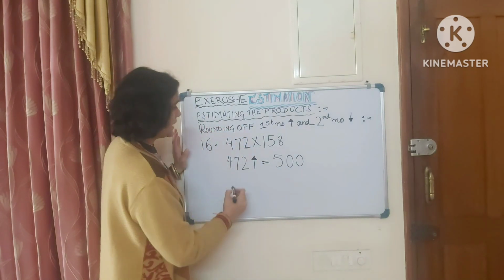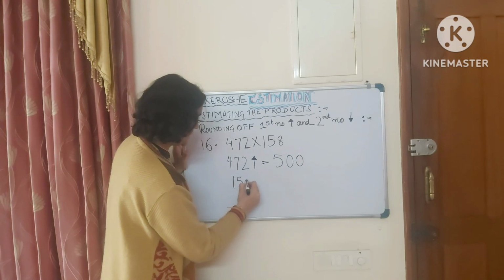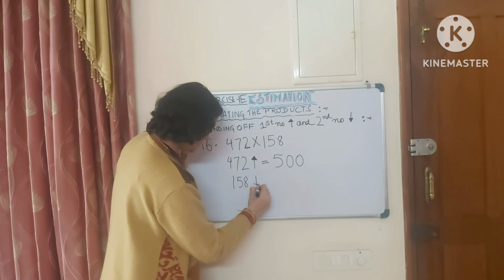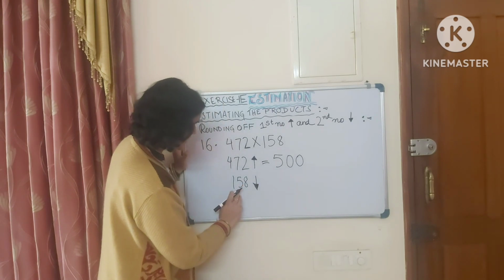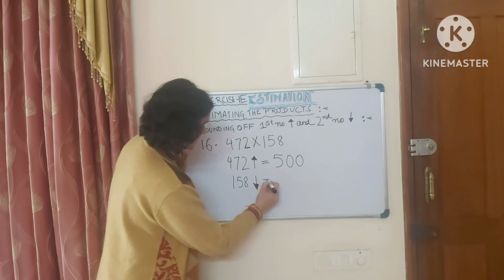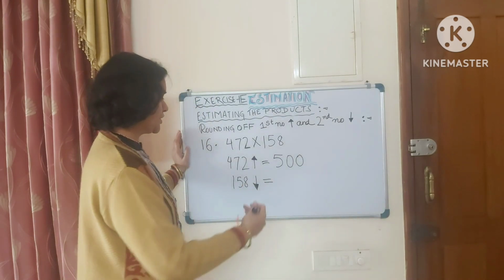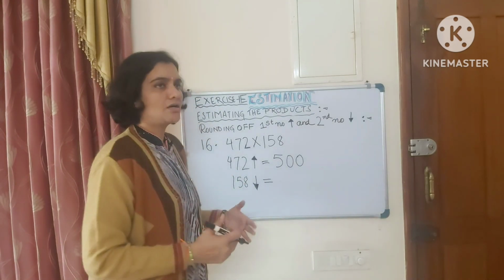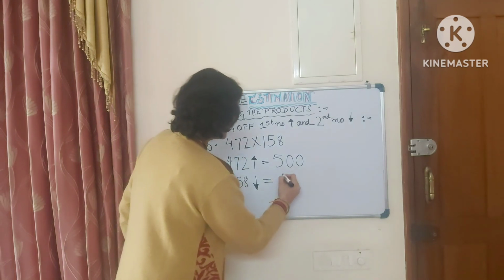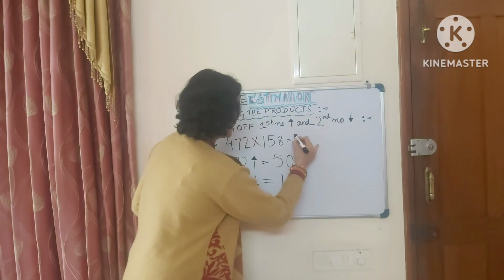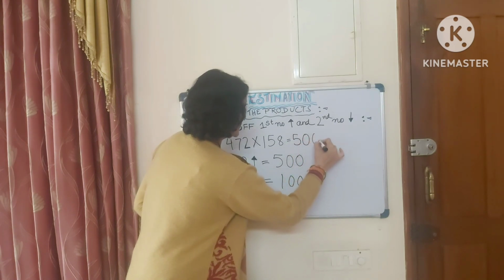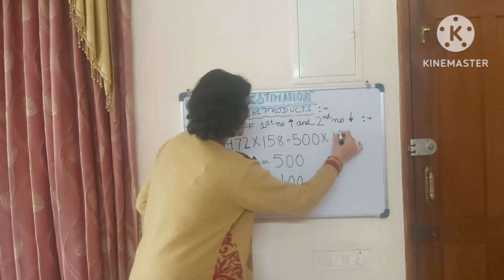Now the second term is 158. I need to round it off downwards. The question itself is saying round it off downwards. So no need of looking at the tens place or ones place. I just need to round it off downwards. That means how much will 158 become? It will become 100, obviously. So 500 into 100.